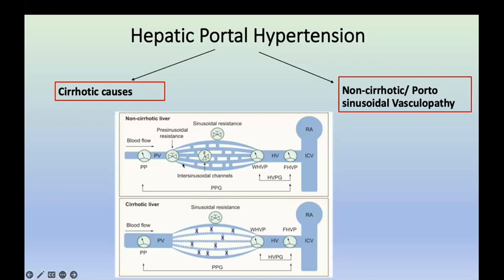Whereas in the non-cirrhotic liver, the pathogenesis is not that. They will still have the intersinusoidal channels. However, there can be resistance to blood flow in several other places, which leads to portal hypertension. So basically, this is a very simple diagram just to explain what is happening inside the liver.